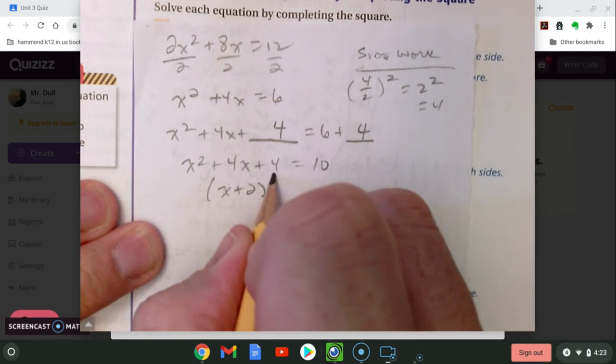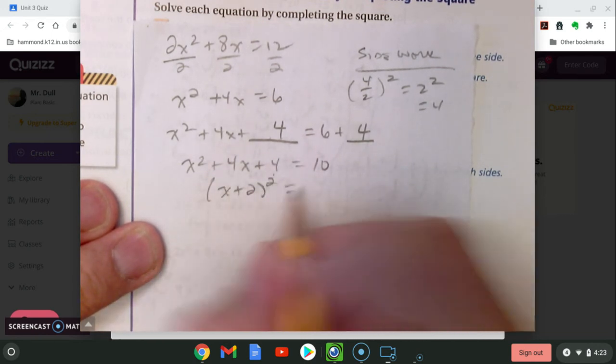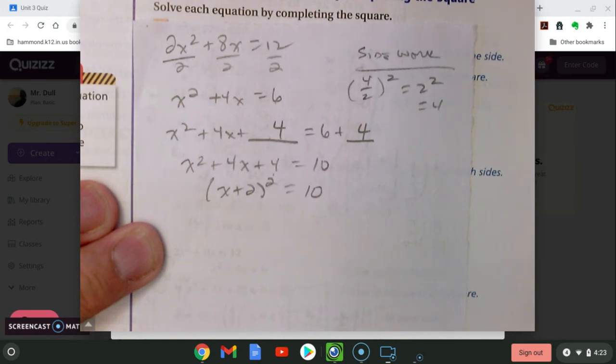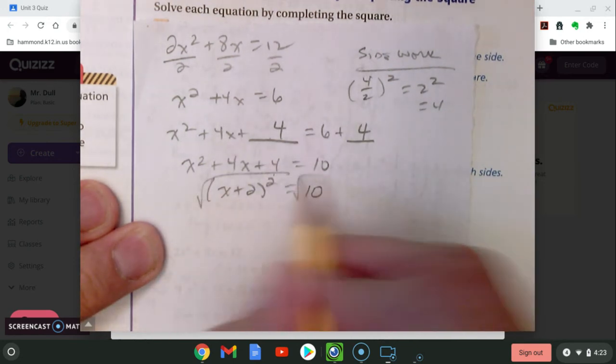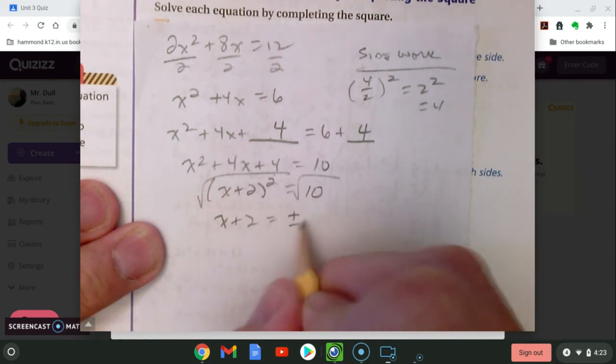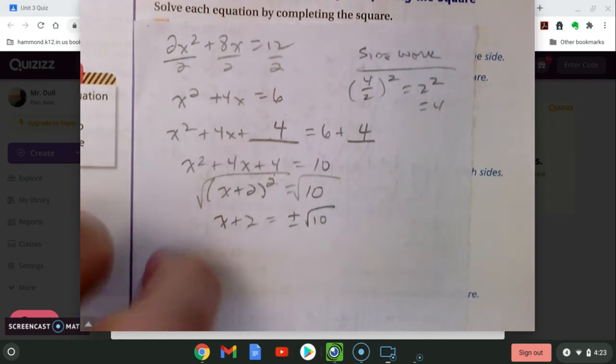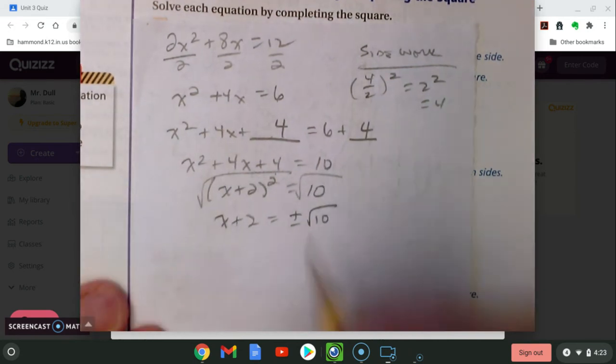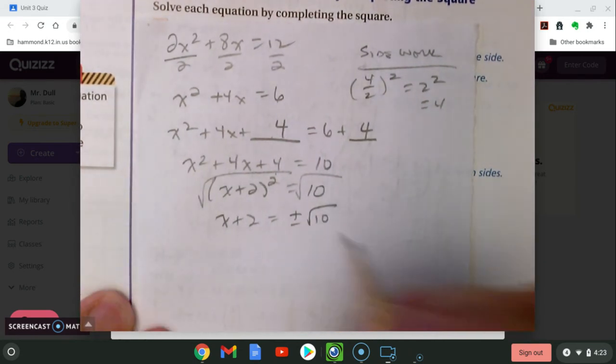Two numbers that multiply together to make 4 and add up to 4. That's 2 and 2. Let's square root both sides. x plus 2 equals plus or minus square root 10. Square root 10 is already as simplified as it can get. I can't go any further than that. It doesn't have any perfect square factors.